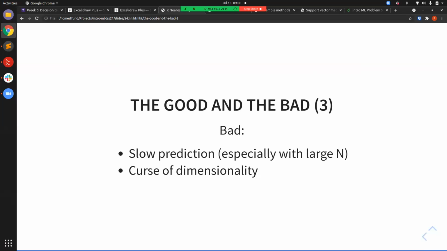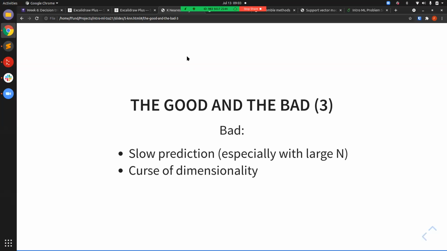On the other hand, the disadvantage is it's very, very slow, especially if you have a large number of training samples. The inference time increases in proportion to the number of training samples, actually in proportion to the number of dimensions times the number of training samples. So it gets very, very slow as you add more training samples.